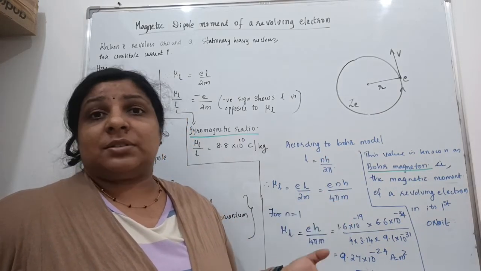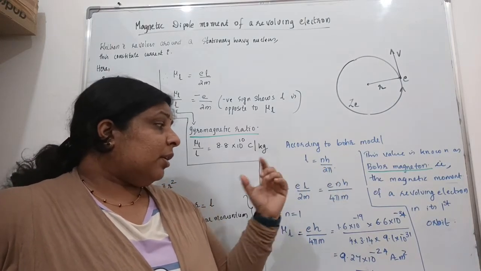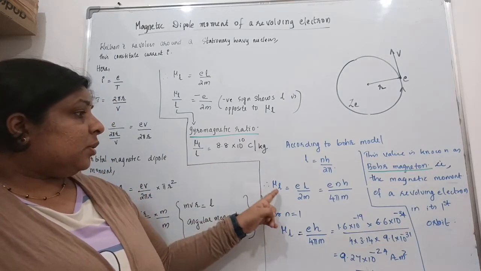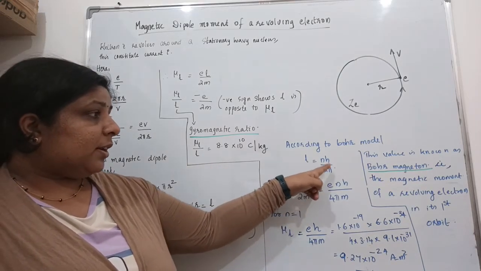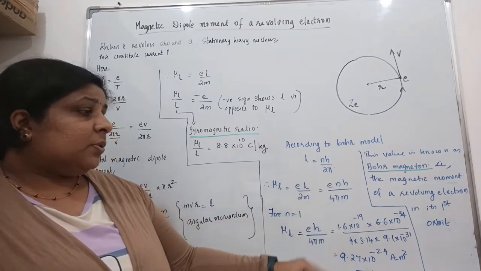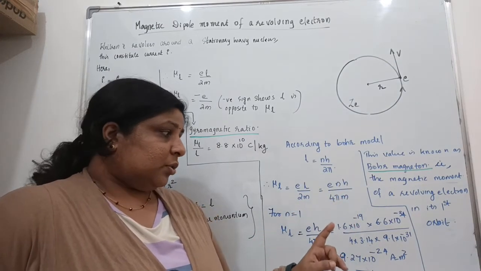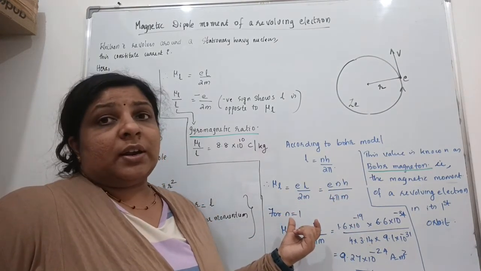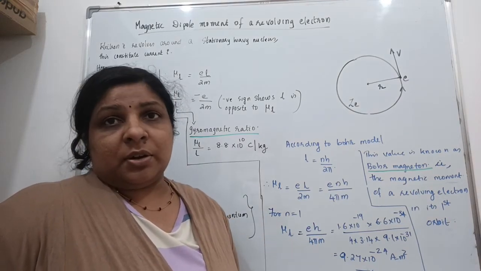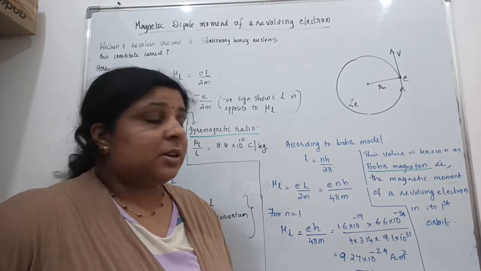h is Planck's constant. So when I substitute that value of L for our angular momentum, mu L is equal to eL by 2m. For L I will substitute nh by 2 pi, so enh by 4 pi m, and all these values we will know: charge of an electron, Planck's constant, mass of an electron. We will consider n is equal to 1. n is equal to 1 means it is the first orbit, n is equal to 2 means the second orbit. So I will substitute n is equal to 1, assuming it to be the first orbit.